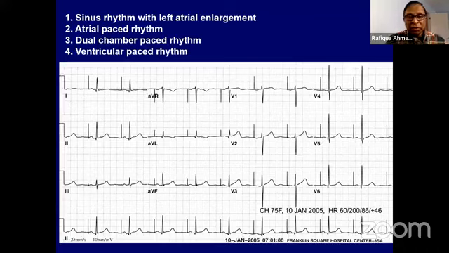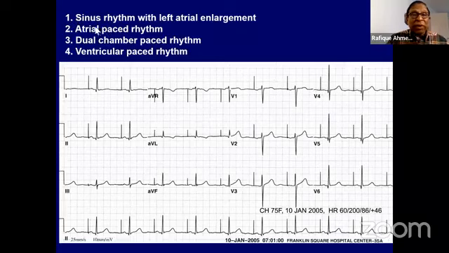I'm going to start with the last one, ventricular paced rhythm. If you look at lead 2, you can see that there's a P wave and there is a QRS complex. And before the QRS complex, there is no pacing spike. So it's not a ventricular paced rhythm.